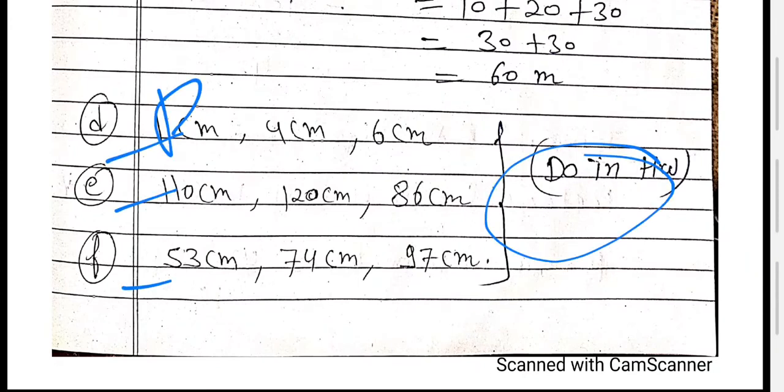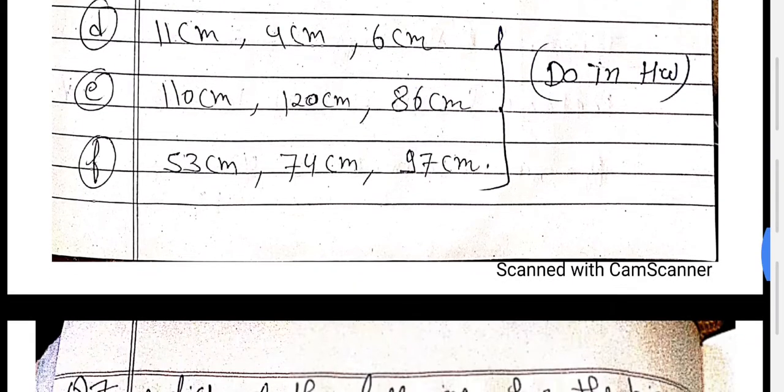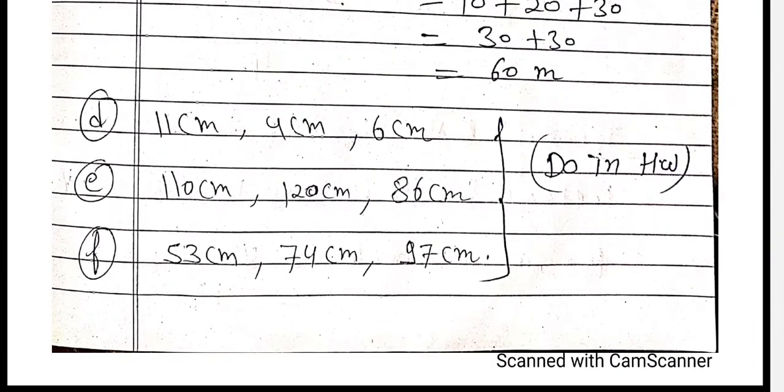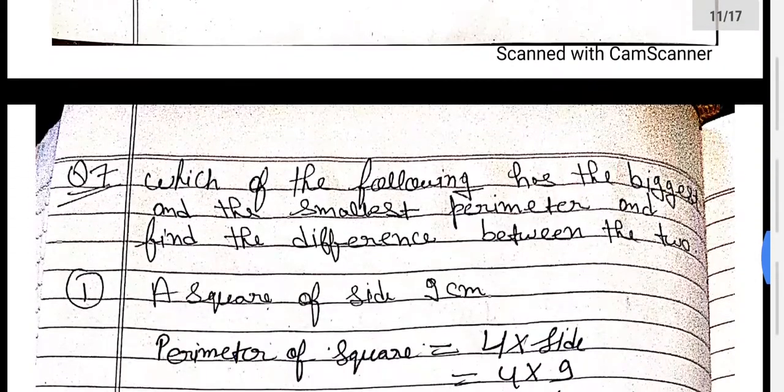Just write perimeter of triangle is equal to sum of all sides. Now just add these numbers 110, 120 and 86. You will get your answer. Simply you have to add, nothing else. Just write the formula and then write the value. These questions are the same as parts A, B and C, so you have to do them by yourself in homework.